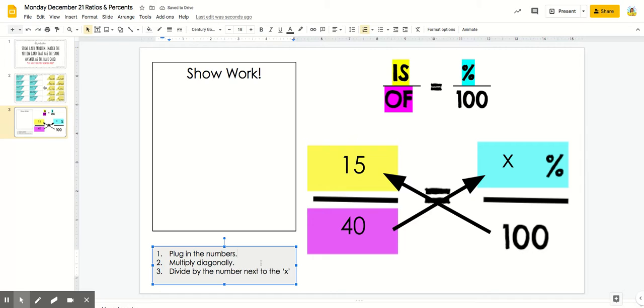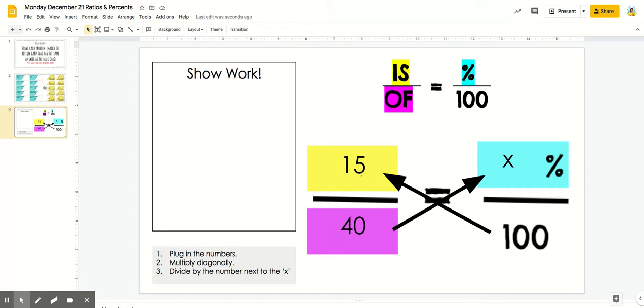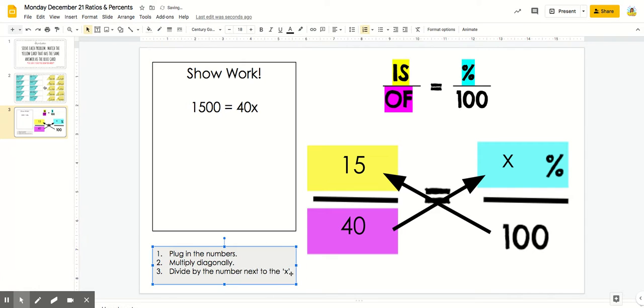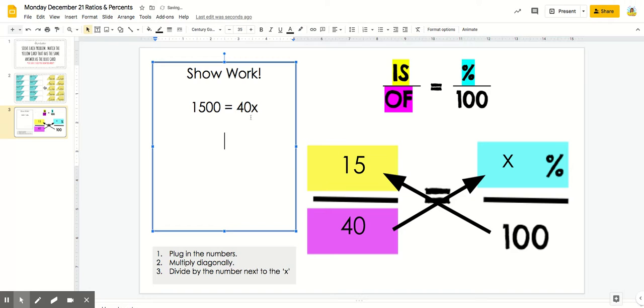Step 1, check. Step 2, multiply diagonally. I have 15 times 100, which is 1,500. And when I multiply 40 by X, I get 40X. I'm now on to step 3. Divide by the number next to the X. In this scenario, I will divide both sides by 40. That's the number with the X.